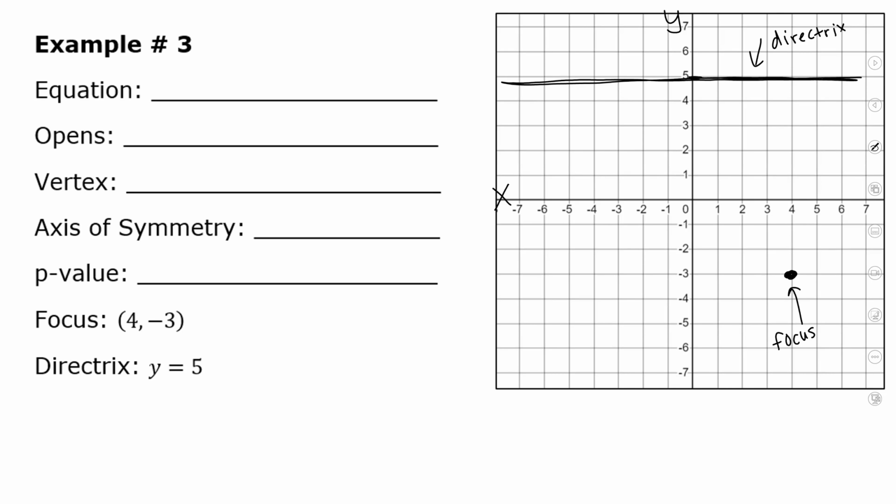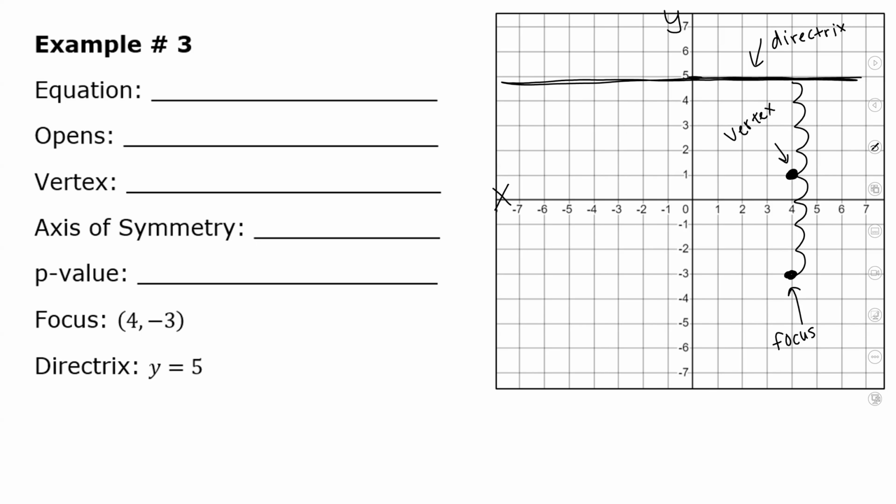Shouldn't it go in the very middle? The vertex needs to be the same distance from the focus as it is from the directrix. So it should be in the perfect middle point. So let me see how many spaces this is. Let's see. 1, 2, 3, 4, 5, 6, 7, 8. So the very middle would be right here. So this is my vertex. Draw an arrow to this. This is my vertex.